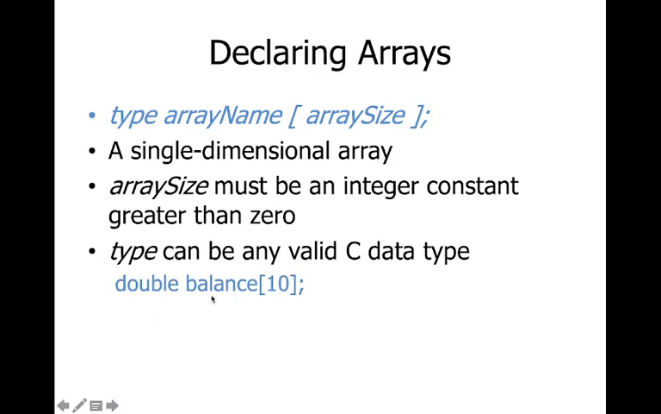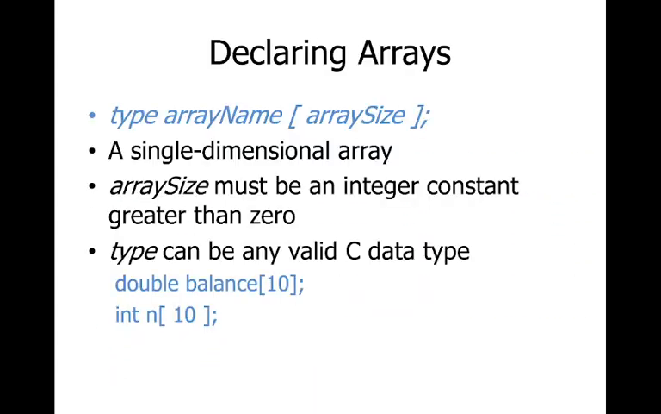For example, double balance of 10. This means balance is the array name and double is the type of that array. So balance can store double data type and it can store 10 elements. Another example, n is an integer array which can store 10 elements.